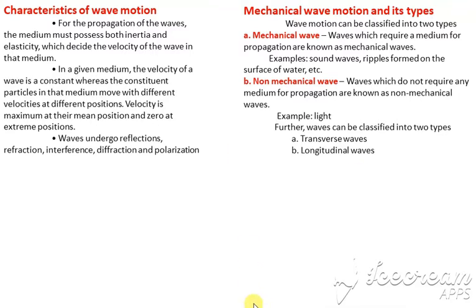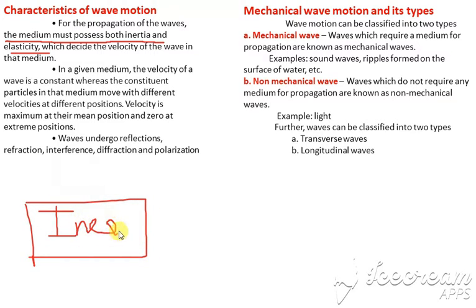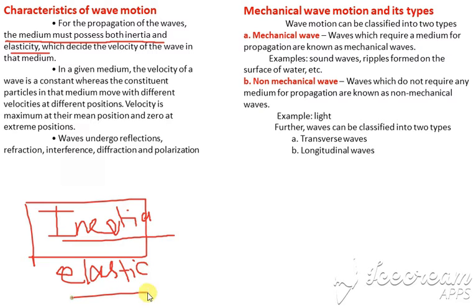We have the characteristics of wave motion. First, for the propagation of a wave, the medium must possess both inertia and elasticity. So whatever medium we are considering, that medium should have both what? Inertia. We know already about inertia, the inability to change its state, is it not? And also it should have elasticity, some elastic property. If it does not have an elastic property, then the body will not have any wave, which decides the velocity in that medium.